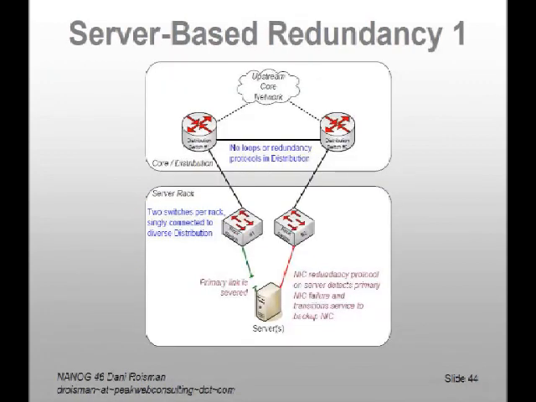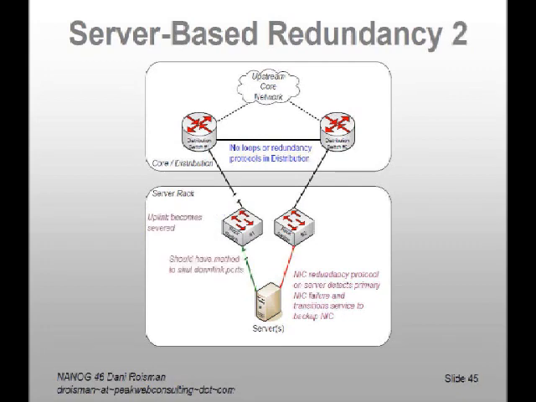The way redundancy works, you have a server with dual uplinks. If the primary link is severed, the server will realize, using one of the previously mentioned methods, that the primary link is no longer available. It's going to shift all its traffic to the alternate link.